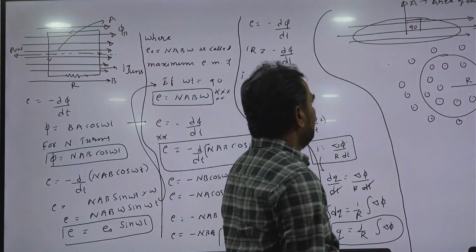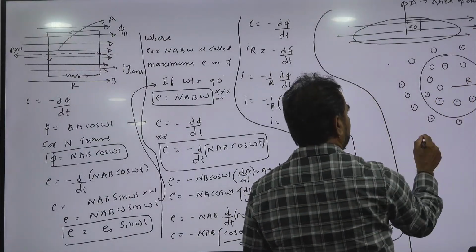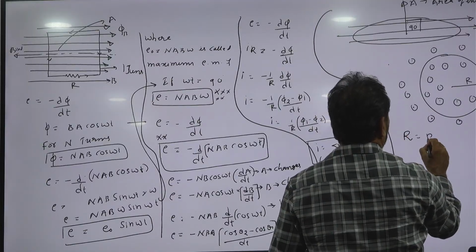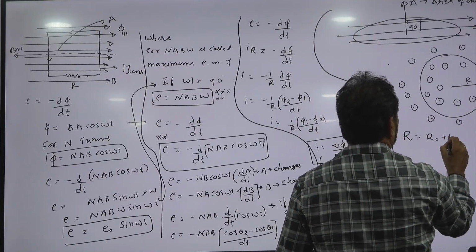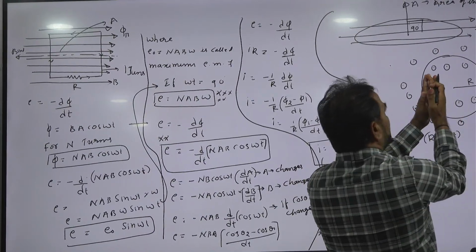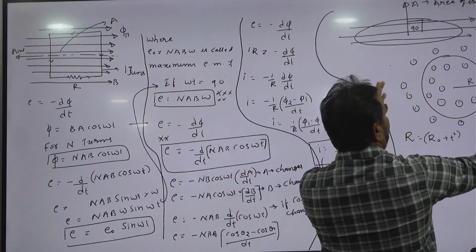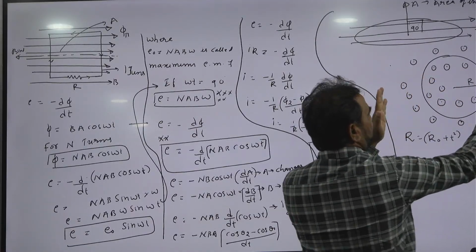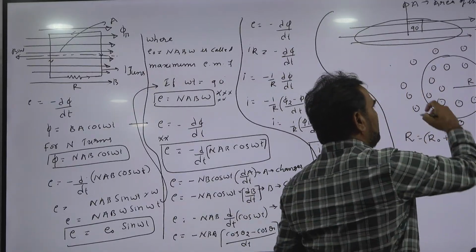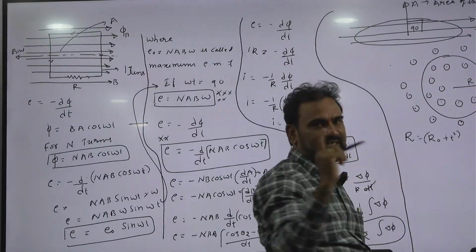Okay. And this radius changes with respect to time. As a function of time, r is equal to r naught plus t square. That means the loop is sometimes expanding like this. When the loop is expanding like this, the magnetic flux associated across the loop will change.